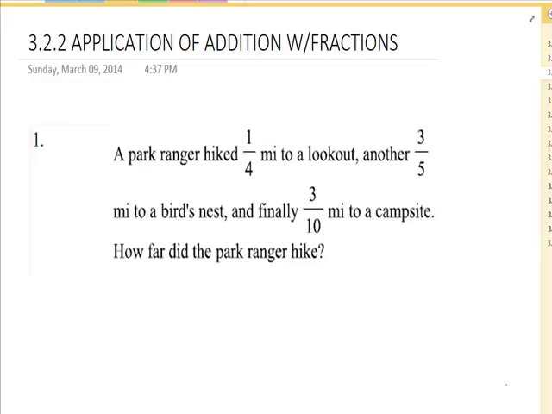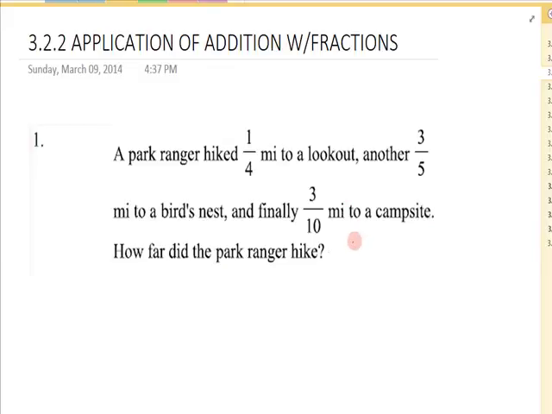In this lesson, we're going to take a look at application problems that involve addition with fractions. So let's take a look at problem number 1. It says a park ranger hiked 1/4 mile to a lookout, another 3/5 of a mile to a bird's nest, and finally 3/10 of a mile to a campsite. How far did the park ranger hike?